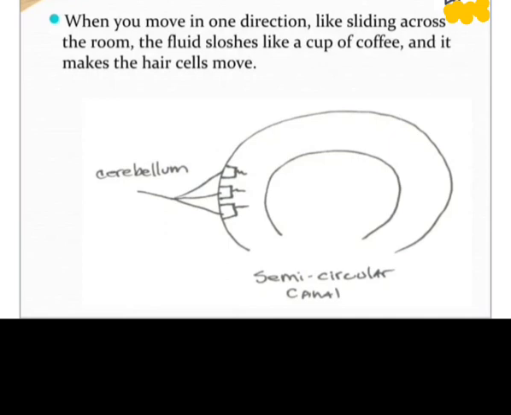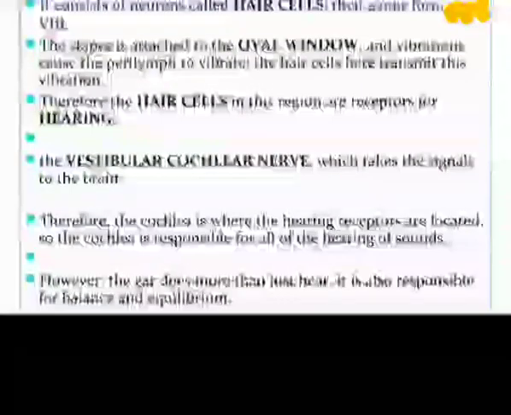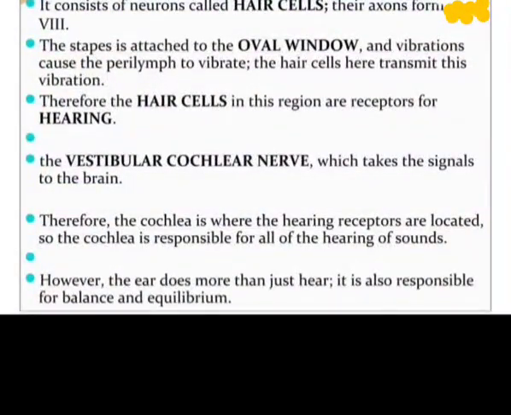And how do the hair cells move? When you move in one direction, like sliding across the room, the fluid flows like a cup of coffee, which makes the hair cells move. Hair cells are also called neurons. Here the stapes is attached to the oval window, and the vibration goes to the perilymph. The hair cells transmit this vibration. Clear? So hair cells help to transmit these vibrations.